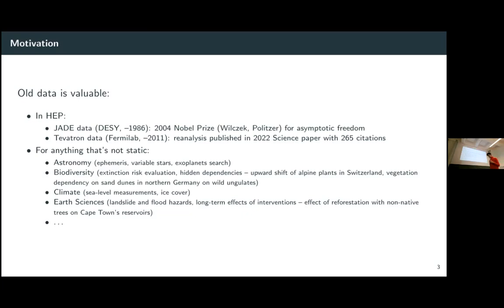One concrete example is how they managed to find and to rescue some data from 1906 about the vegetation in the Swiss Alps. And with this data, comparing with data taken 100 years later, they were able to claim, with some good foundation, that indeed this vegetation had moved upwards, which is yet another sign of the climate warming, which brings us to climate. Of course, all these studies in climate depend on historical data.